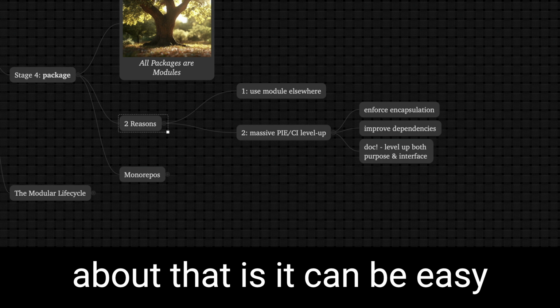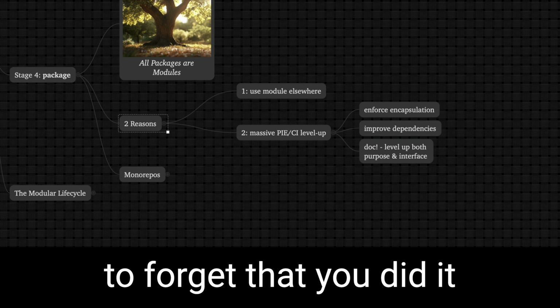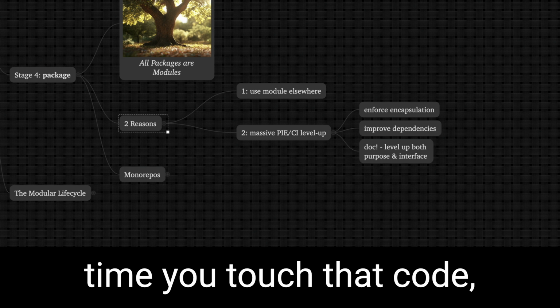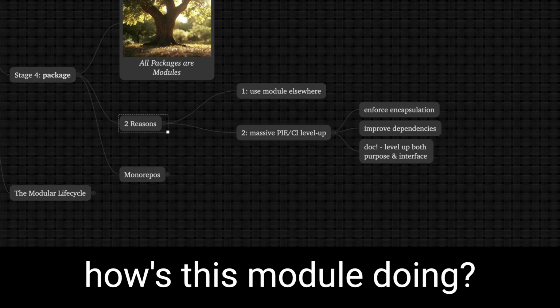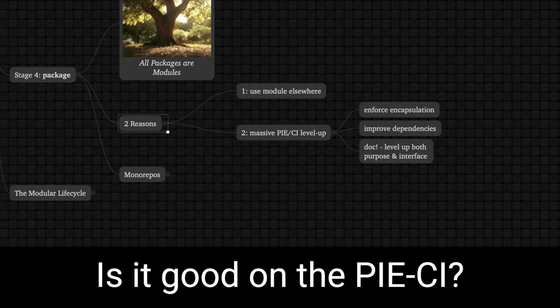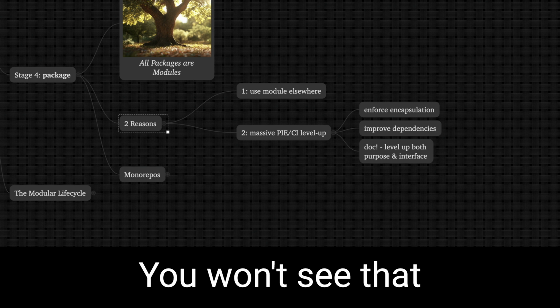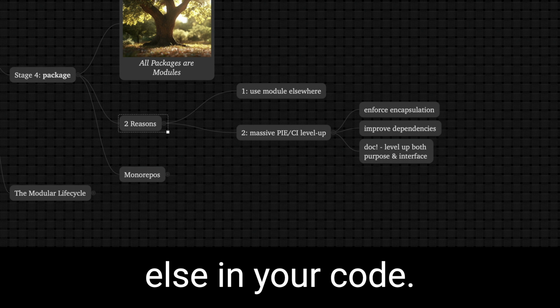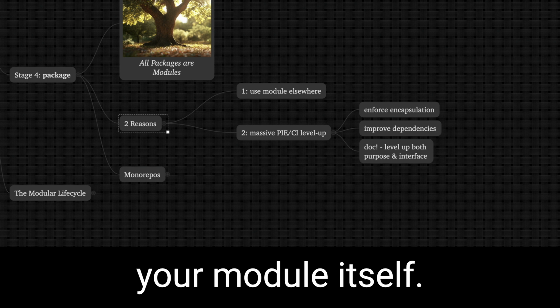But the pernicious thing about that is it can be easy to forget that you did it, because when you go back later and review that module, which is to say every time you touch that code, you're going to review that module a little bit and say, how is this module doing? Is it good on the PyCI? You won't see that that exists because that transgression is happening in some other file somewhere else in your code. It is not happening in your module itself.